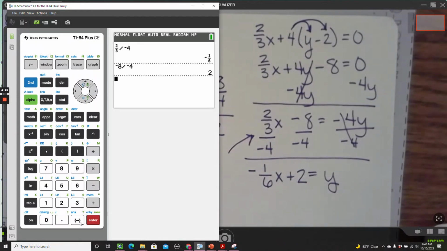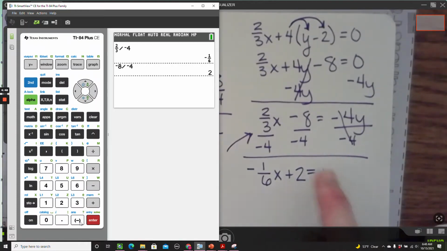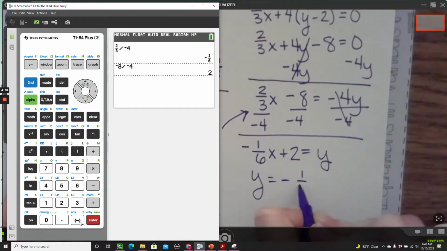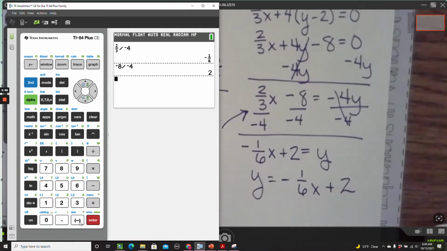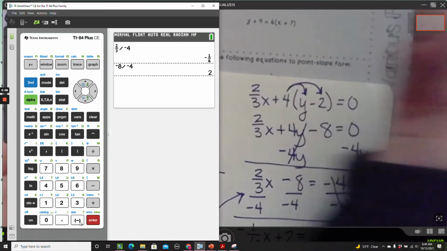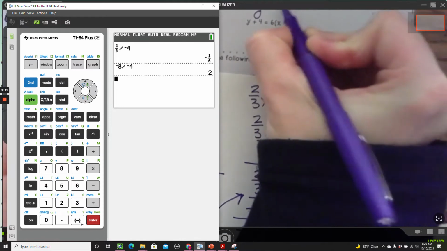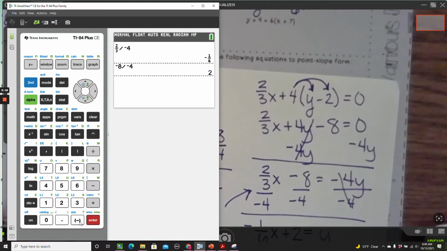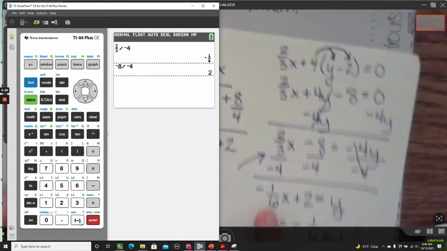Now I can flip that whole thing around. I can put the y equals on this side, and I can flip the whole thing without changing signs or anything. The reason I can do that is because everything is staying on a separate side. I'm not adding more things to one side. It's still a balanced equation. So this one is y equals negative 1/6 x plus 2. And then finally we've got y plus 4 equals 6 times (x plus 7). Okay.